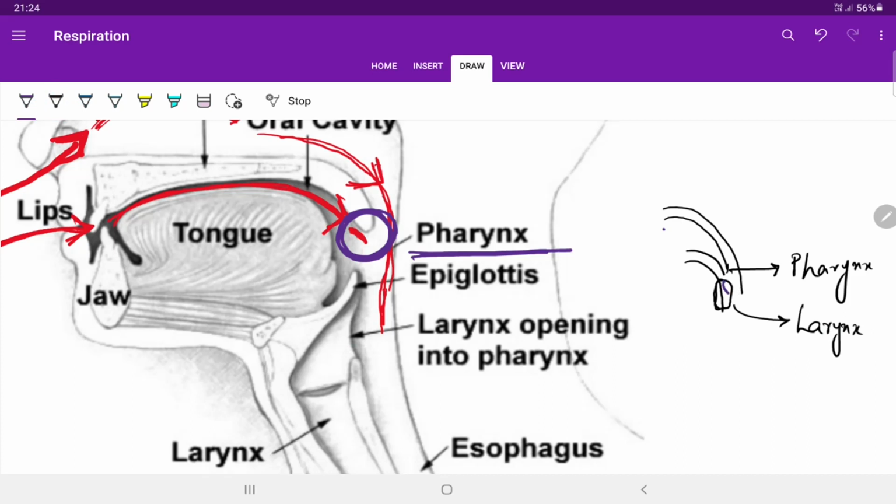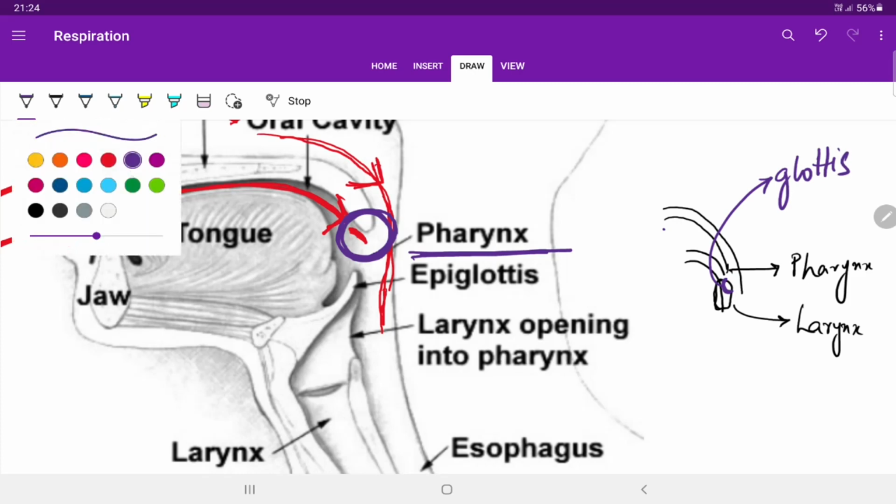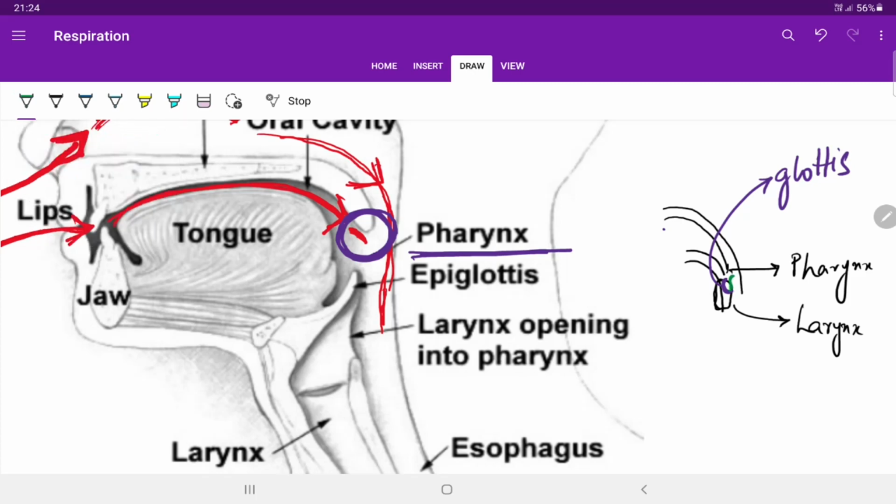This opening which is present here is called the glottis, and above this glottis there is a cover, a valve. This valve or covering is called the epiglottis, which is present above the glottis. What does it do? It prevents the food from going into the larynx or into the windpipe.